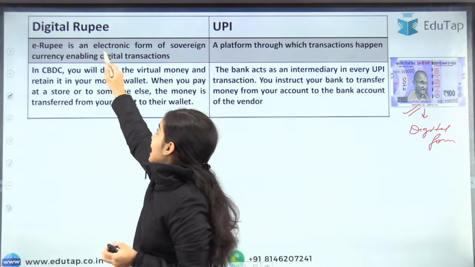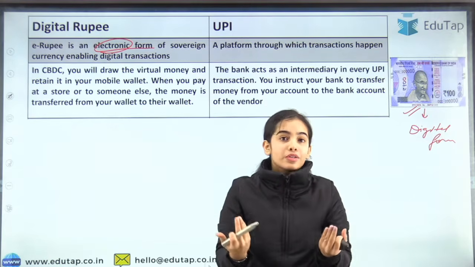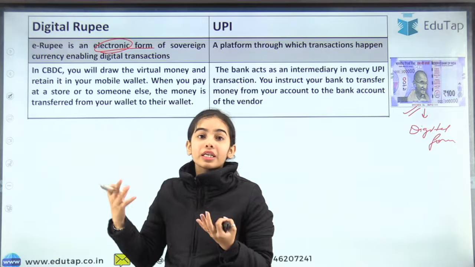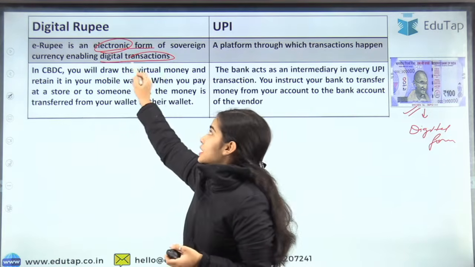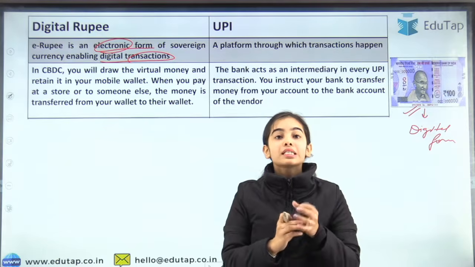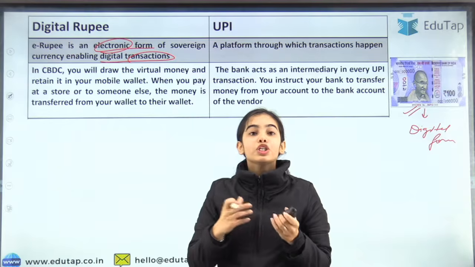The e-Rupee is an electronic or digital form of the sovereign currency, the currency of India, that is being printed or issued by the Reserve Bank of India, enabling digital transactions. So the digital rupee is the digital or electronic form of the currency that we have, that will be issued by the Reserve Bank of India.